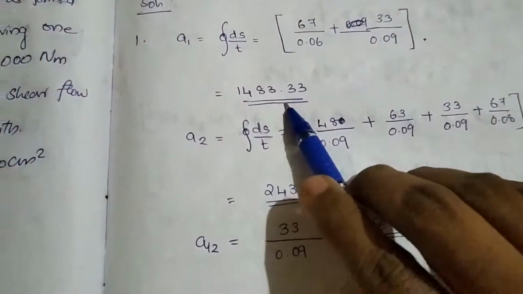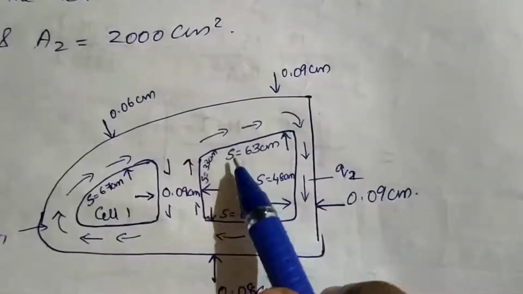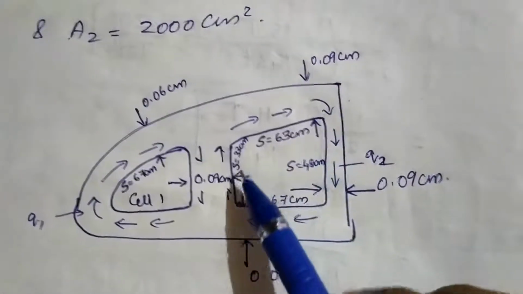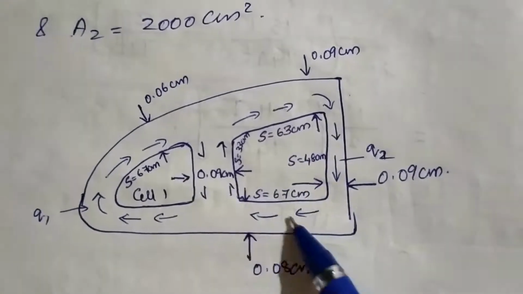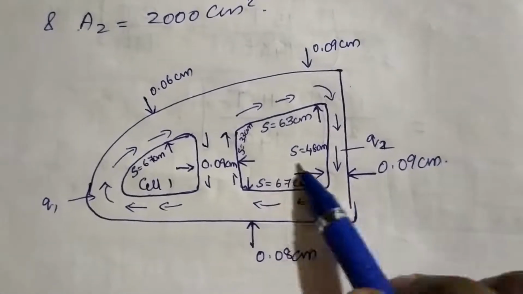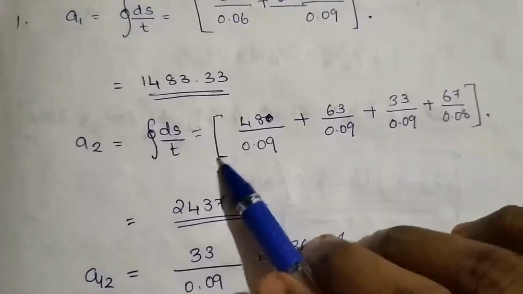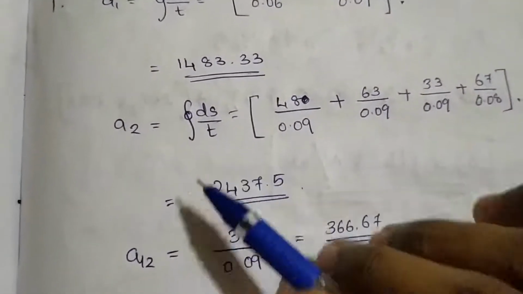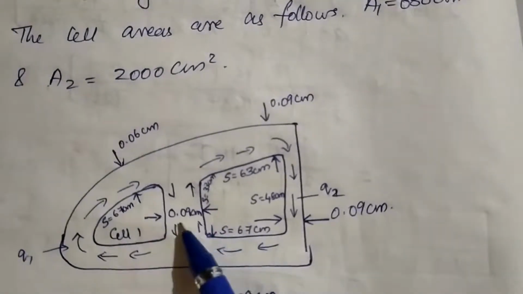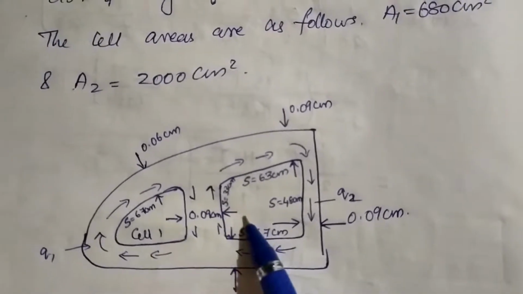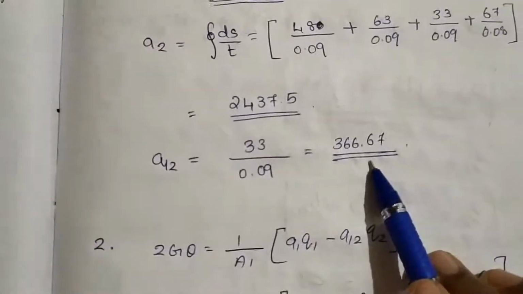You will get A1. Similarly, A2 means here 63 divided by this distance 0.9, 33 divided by 0.09, here 67 divided by 0.08, 48 divided by 0.09. That is what we have written here. Okay, we got A2. A12 is nothing but that of the web, that means this length 33 divided by 0.09. Okay, you got A12 also.